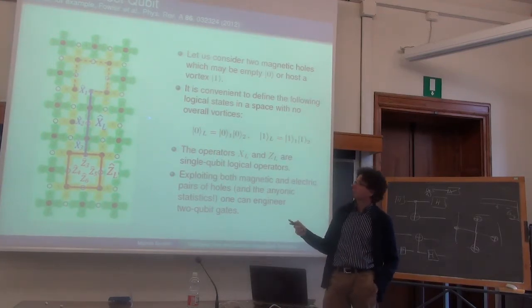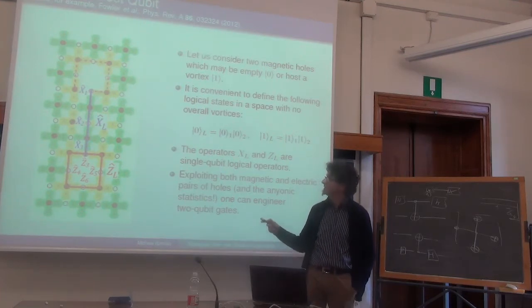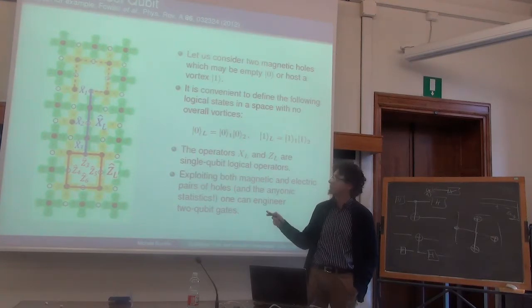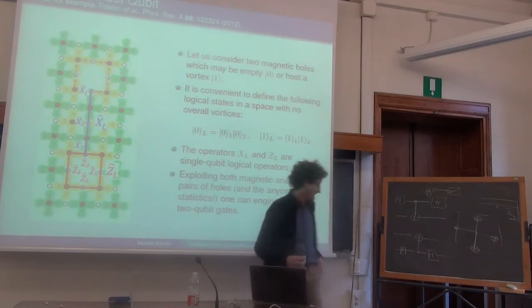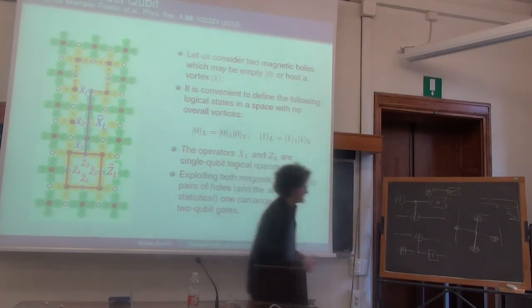And here you have a pair of magnetic holes, and you see that essentially you may define 2 different string symmetries: XL, which moves a magnetic vortex from here to here, and so it changes both numbers of magnetic vortices, and ZL, which is instead able to detect the state of this hole. And the trick is to impose at the beginning that there is no magnetic vortex in the system.